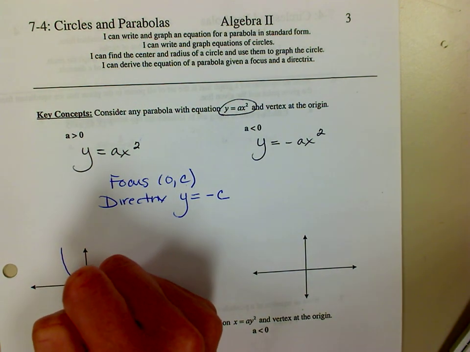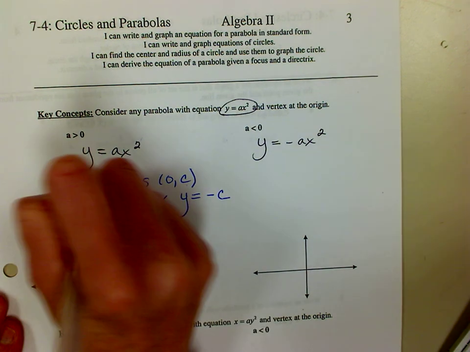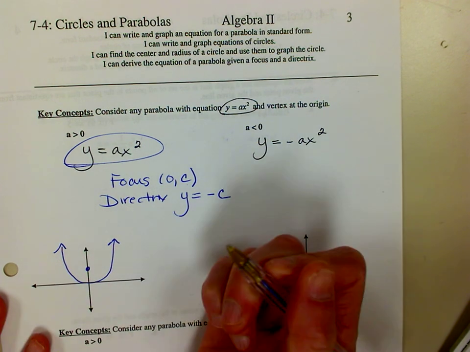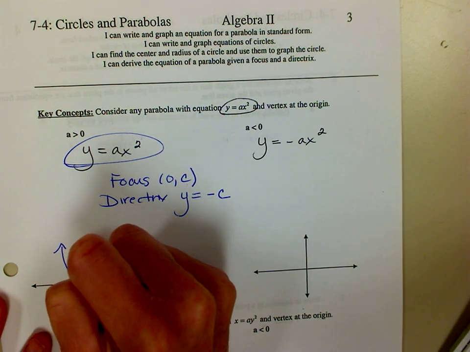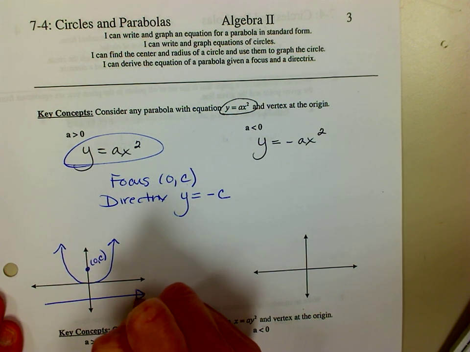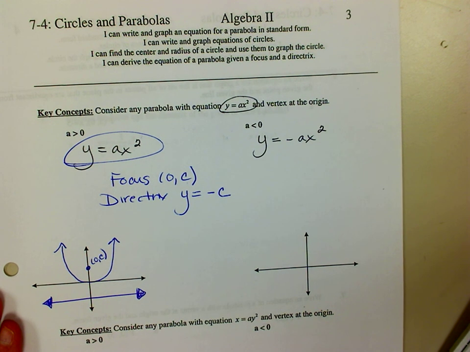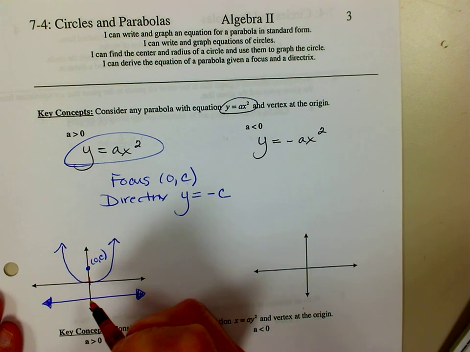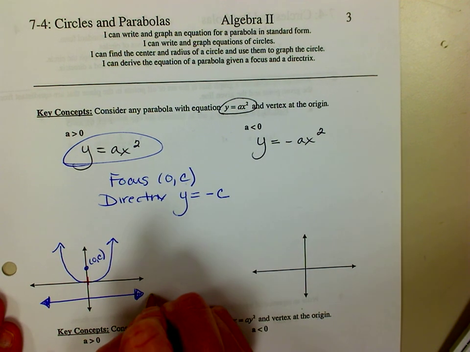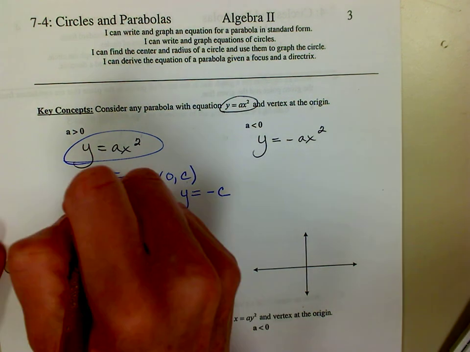So here's our parabola opening up. I guess I should have drawn the picture first. So that's what that looks like. The focus is inside here. And again, the focus is C. And the directrix is going to be below it. And it has to be the same distance from the origin. So if this is up positive C, this is down negative C. Okay, so that's why these answers are what they are.